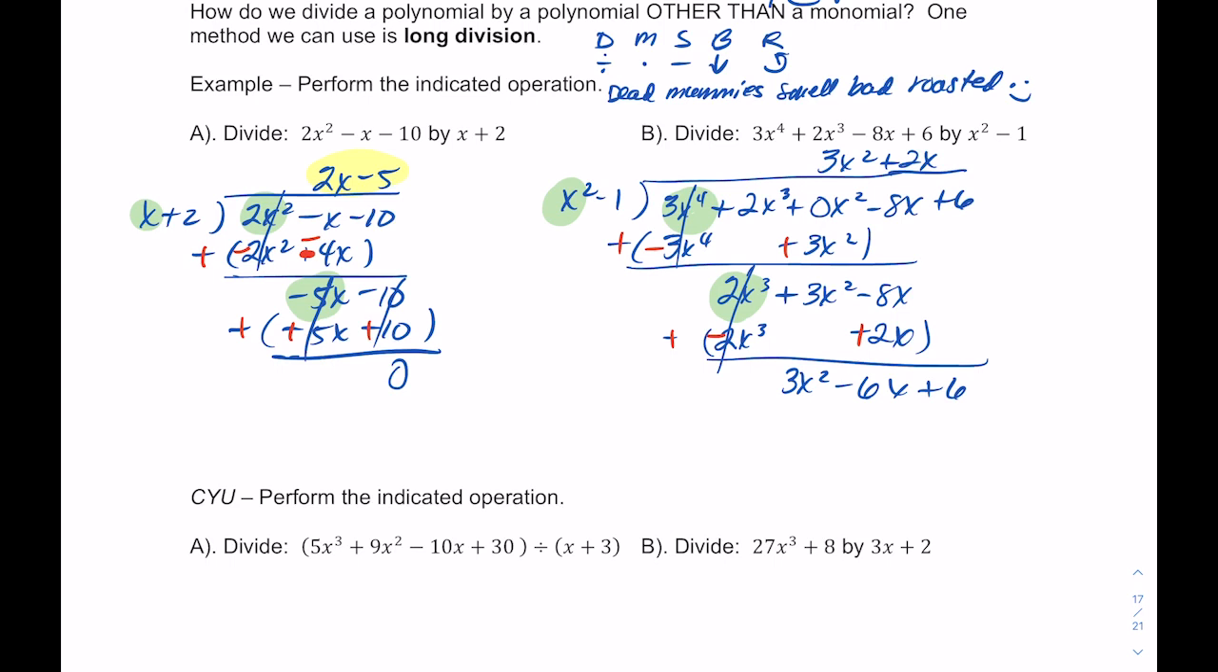And then I'm going to repeat. So I'm going to divide 3x squared divided by x squared, which gives me just 3. Multiply.